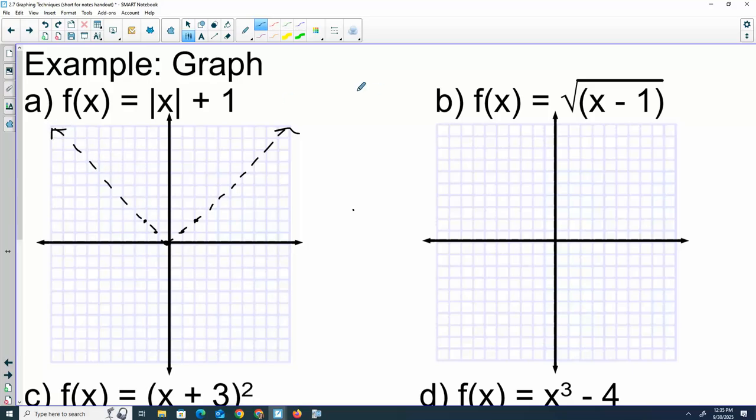What would that plus 1 do to my graph? Up 1. I know it's outside the absolute value, so it changes y. Outside changes y and does what it says. So I take each of those points that I just plotted and shift them up 1. B, the square root, what's that one look like?